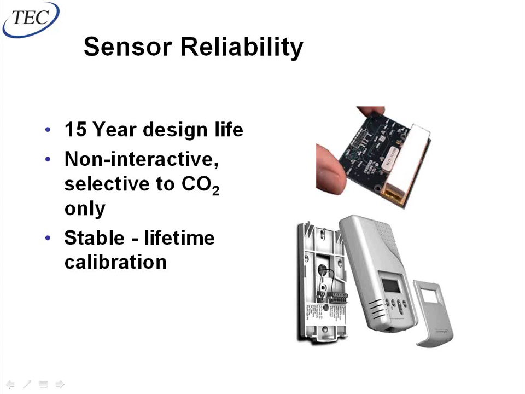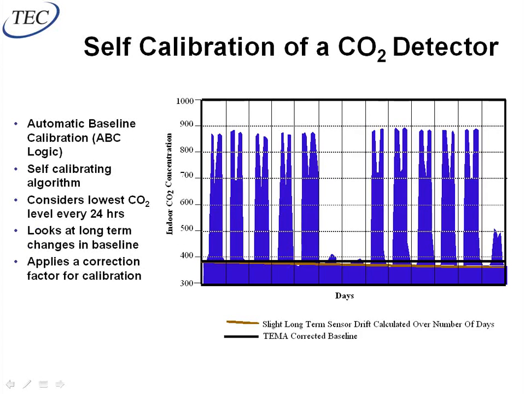The other thing is the reliability. You used to have to calibrate CO2 sensors every 2 years. That would not be a fun activity. If you had 100 sensors and you had to go around and calibrate all of them, not so fun. Now these things are pretty much designed with, depending on the manufacturer, a 10 or 15-year design life. And most of them have an automatic calibration routine built into them. This one's called automatic baseline calibration, ABC logic.